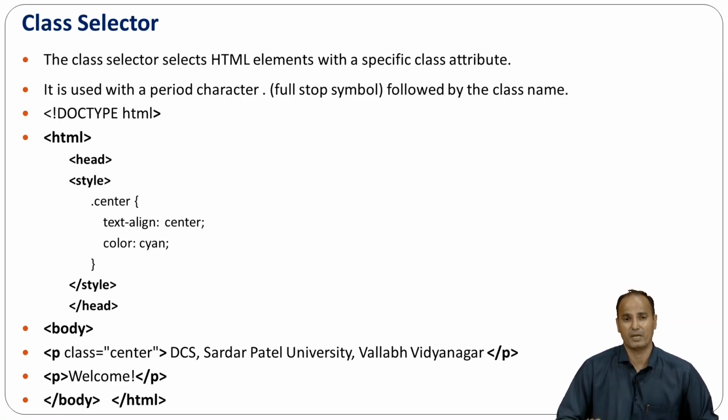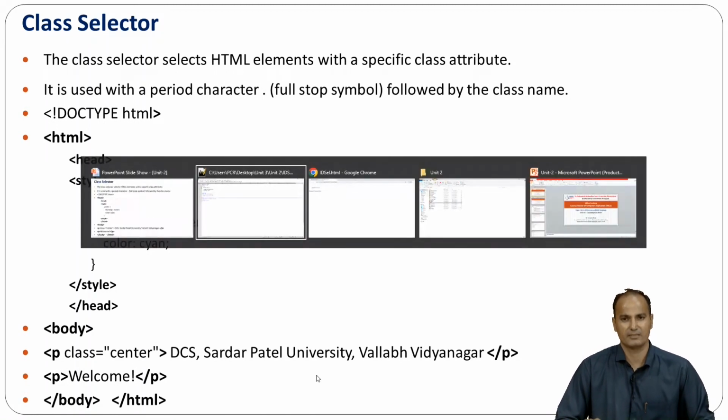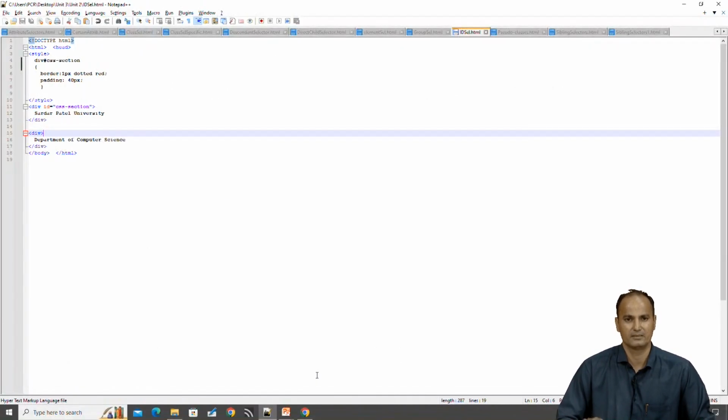So this way we can bifurcate whether a particular selector is an ID selector or a class selector. If it is associated with a hash, then we can say it's an ID selector. If it is associated with a dot, then we can say it's a class selector. Let's have a look practically. Class selectors.